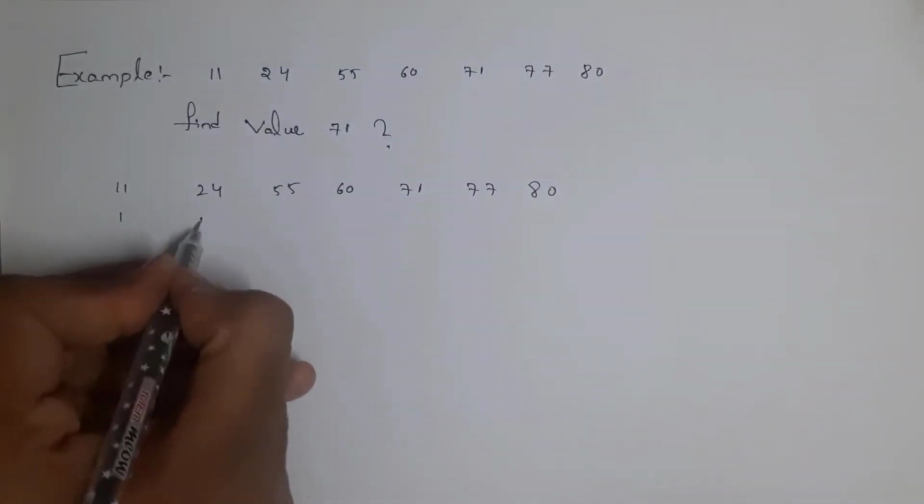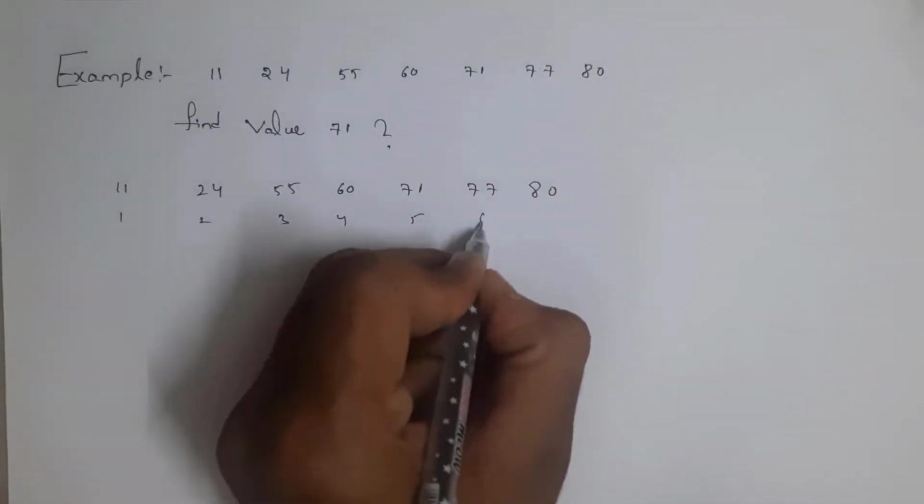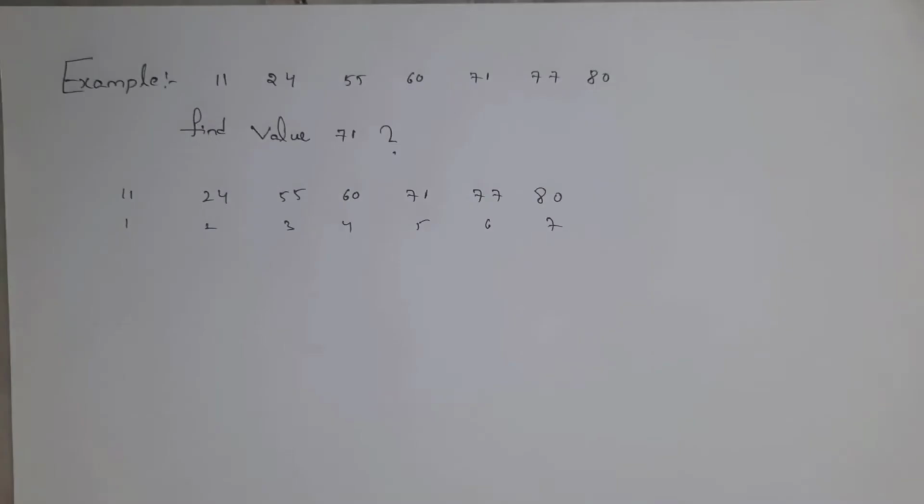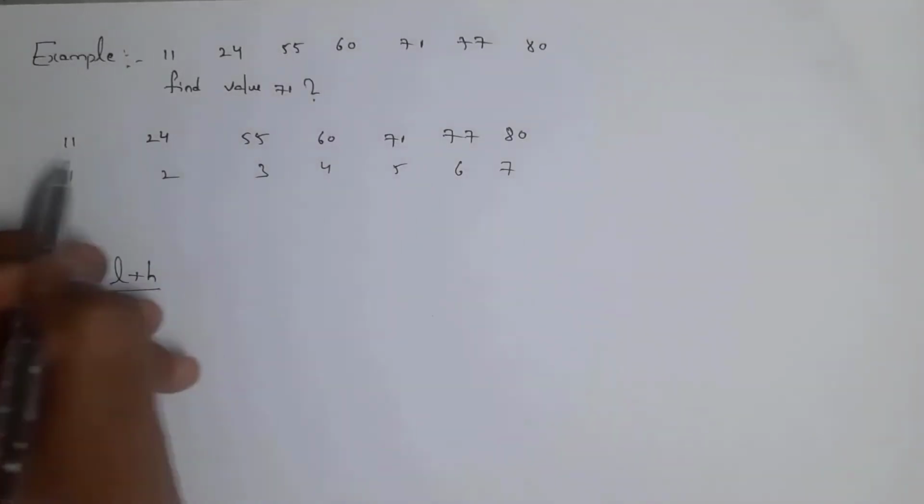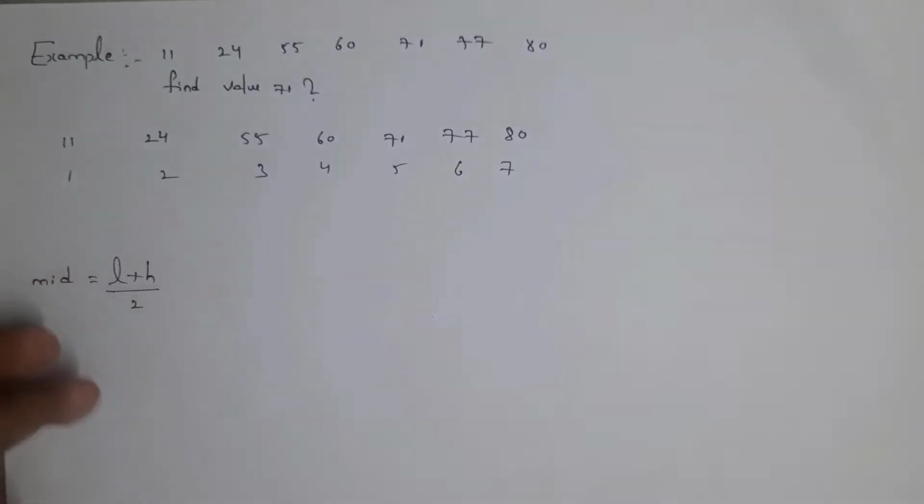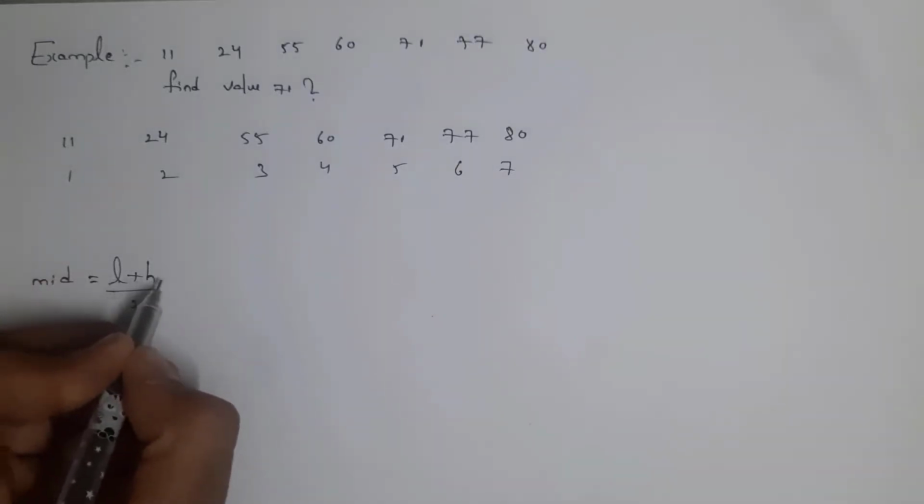Total there are 1, 2, 3, 4, 5, 6, 7. Total there are 7 elements in the array. In this you need to find the middle element. The formula to find the middle element is (lower element plus higher element) by 2.